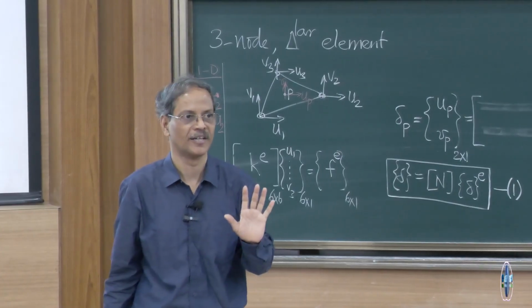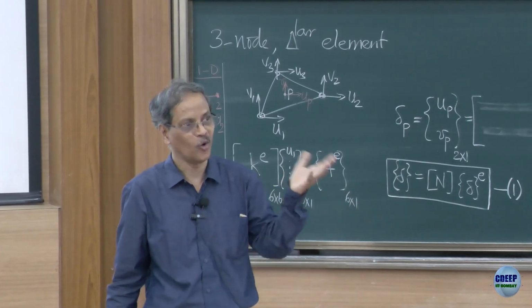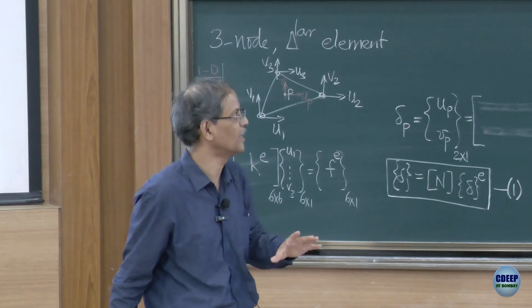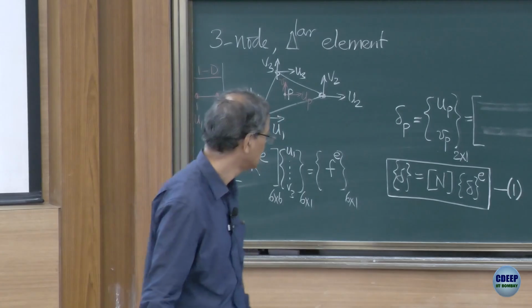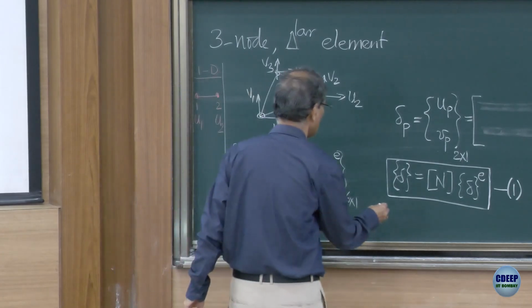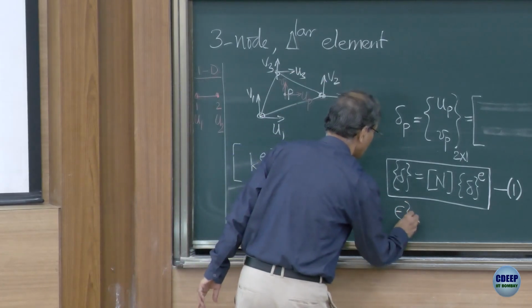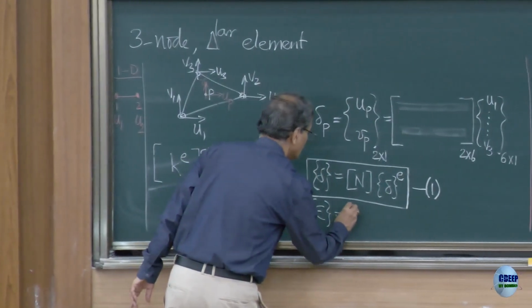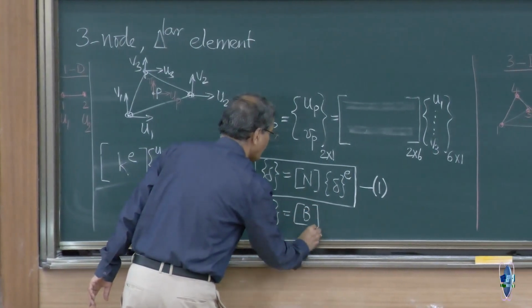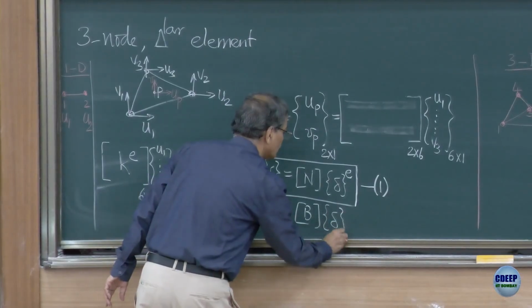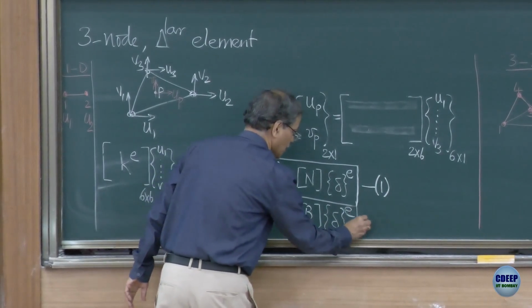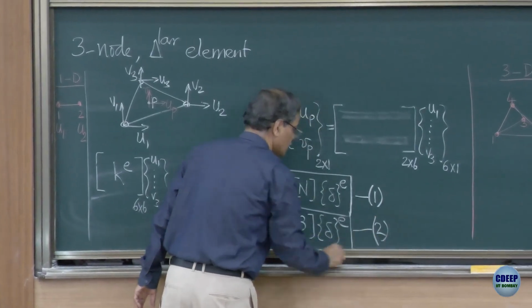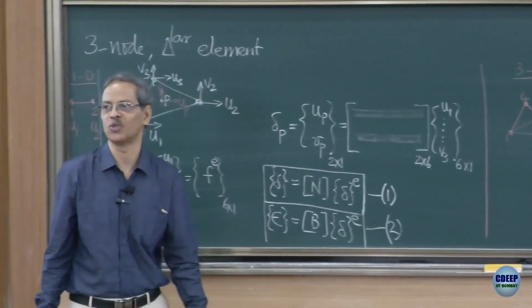Is that understood? Let us see how those derivatives are, how will you calculate them and so forth. So, that will be the second notation I am going to introduce. Epsilon at any point, the strains are B times delta. So, this will be my second notation that I am going to use.